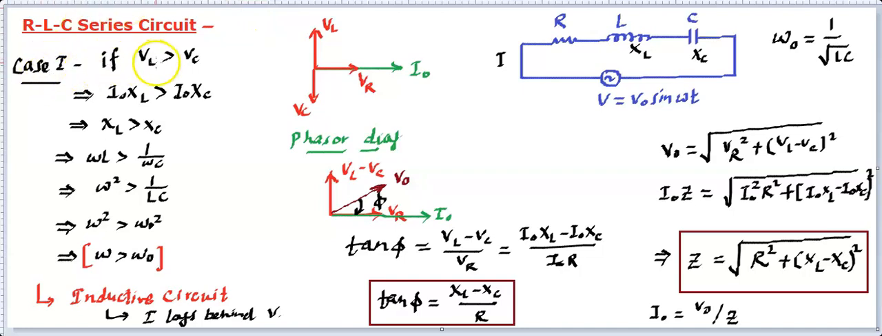So this is one case in which we have assumed that VL is greater than VC, or the external frequency is more than the natural frequency. Similarly, we can go for the second case and the third case. And now you can catch what to do in the second case. In the second case, we need to reverse it. So if we reverse this symbol, all these symbols will get reversed. That's the only thing, and the calculation will remain the same.